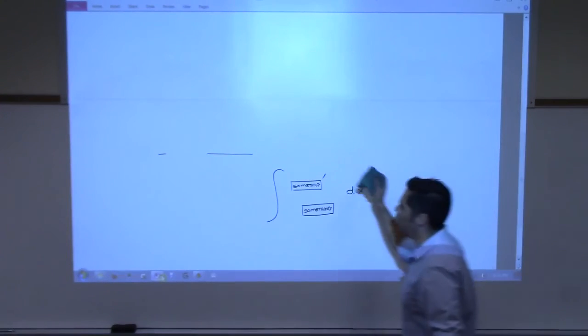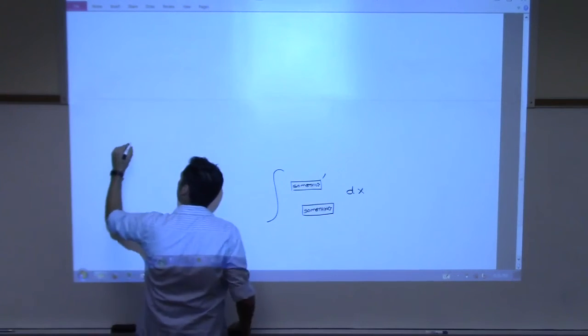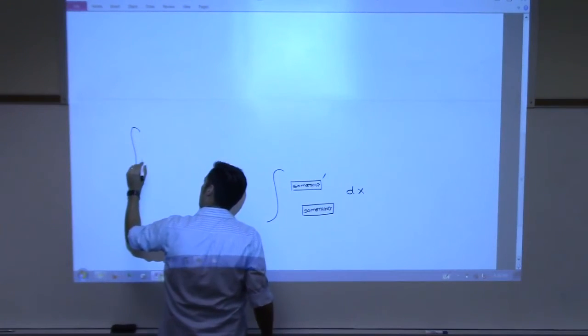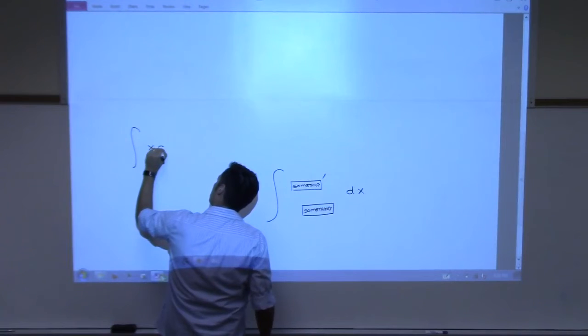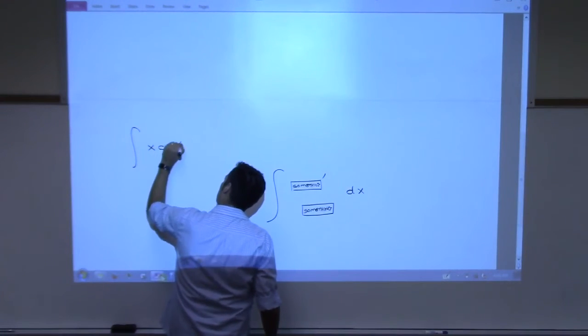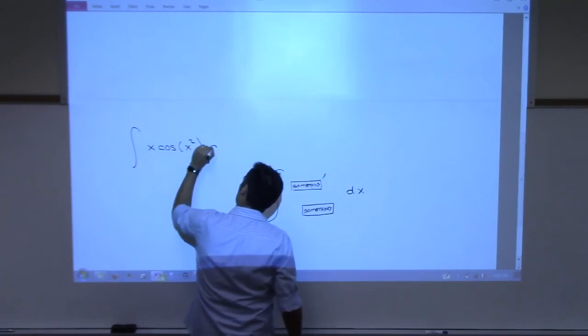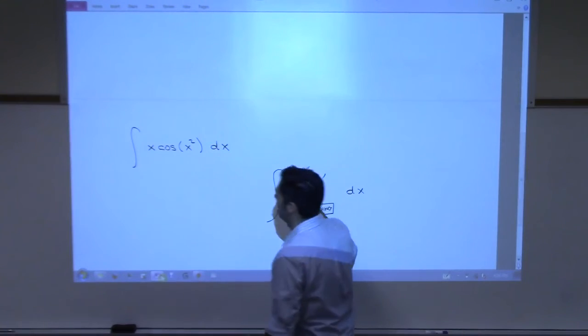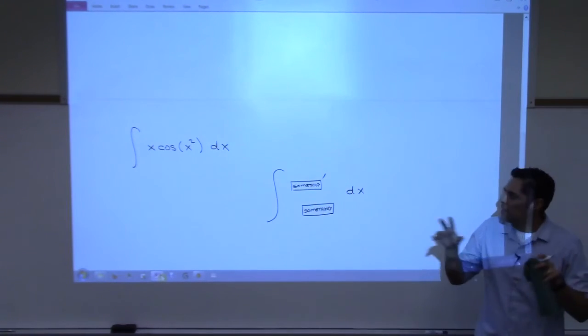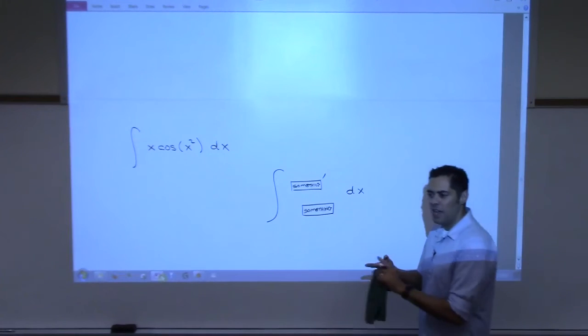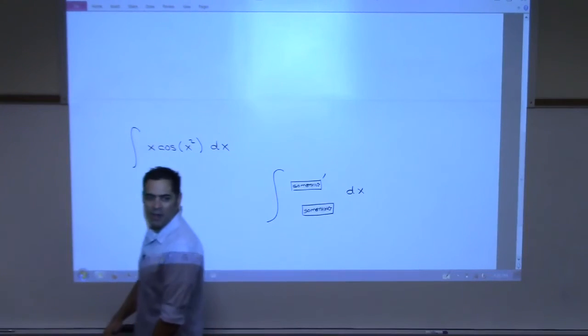Okay, so here we go. We have the antiderivative of x cosine x squared dx. Right? So you look at that, and the first thing you do is you realize nothing that we've learned up to this point can do that, right?